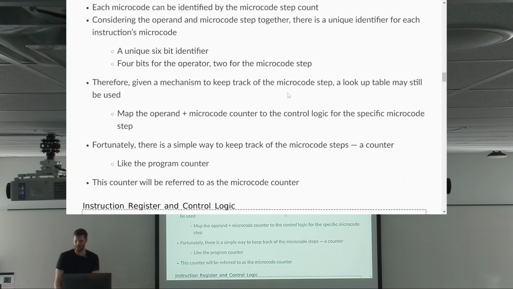Therefore, given a mechanism to keep track of the microcode step, a counter, a lookup table can still be used. The problem before is I just used the operand. The operand, best it could do is tell me which group of 4 I need. With 2 additional bits, I can tell you which exact instruction to run in that microcode, or for that instruction, I mean. Is this clear? Make sure this is clear.